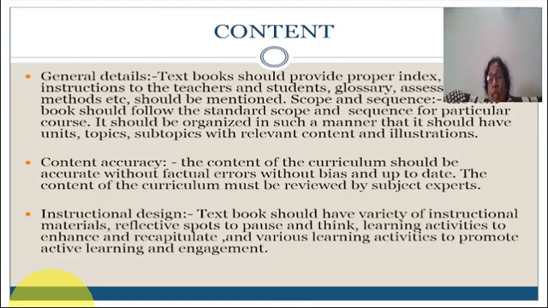The next aspect of content is scope and sequence. So, a good textbook should follow standard scope and the content should be arranged sequentially in units, topics, and subtopics to make the concept comprehensible and easy. The next one is content accuracy. A good textbook should provide accurate content without any factual errors or bias.